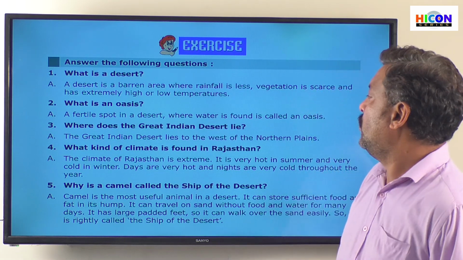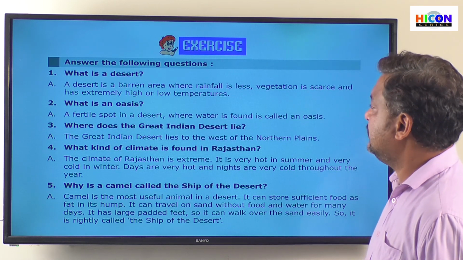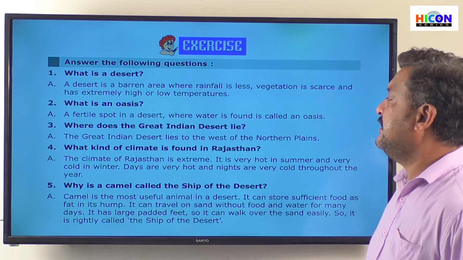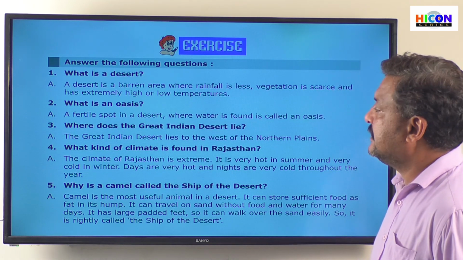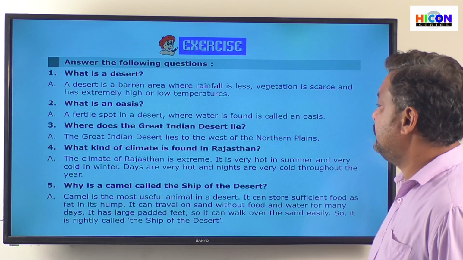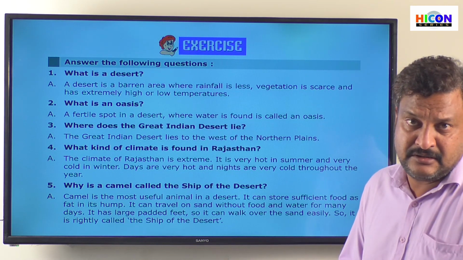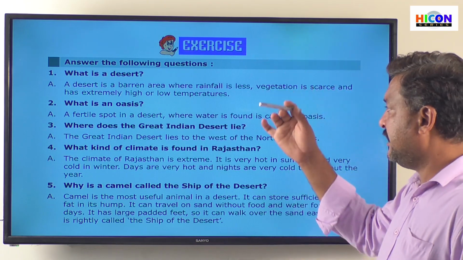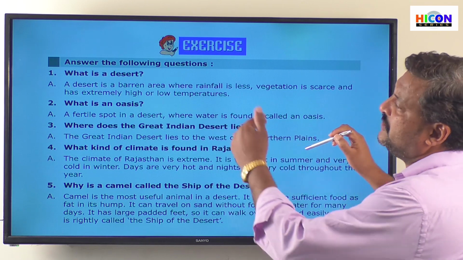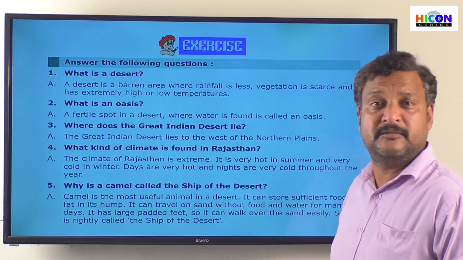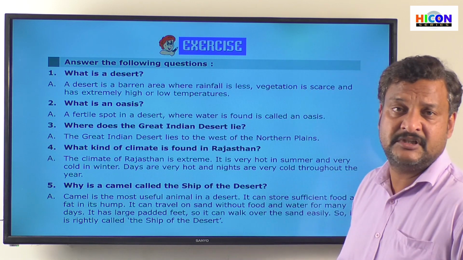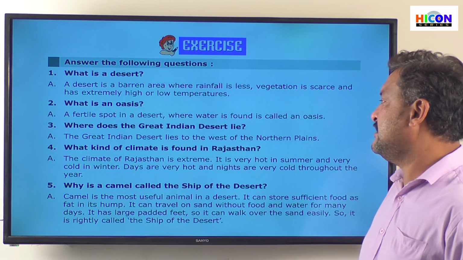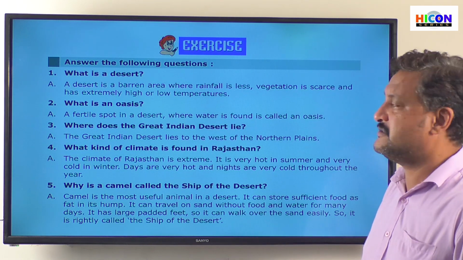Third one, where does the Great Indian Desert lie? The Great Indian Desert lies to the west of the Northern Plains. So we have seen the Northern Mountains. Below that, we have the Northern Plains, and to the west of that, as we have seen in the map also, we have the Great Indian Desert.